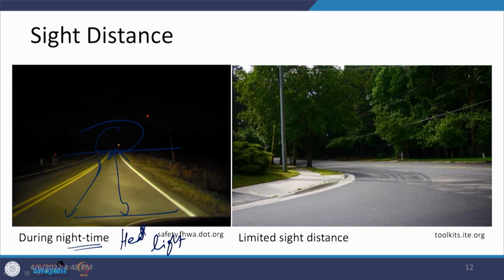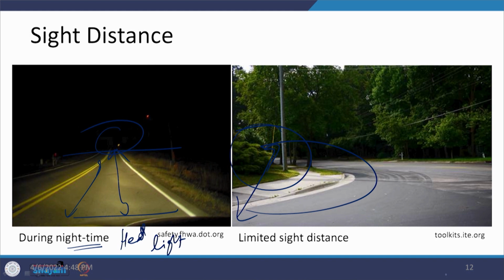This is again a curve, but because of big vegetation on the inner side, the sight distance is being hampered. You are not able to see what is happening on the other side, and that needs to be maintained. So, this is another case which needs to be looked at.